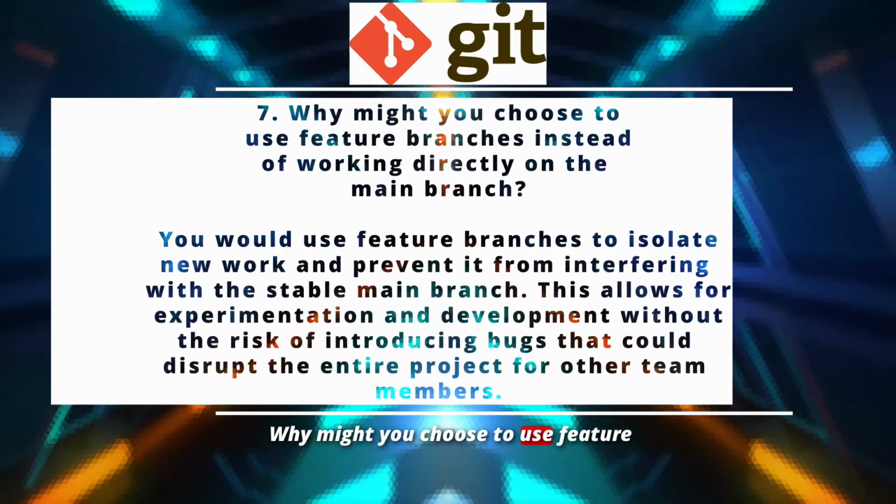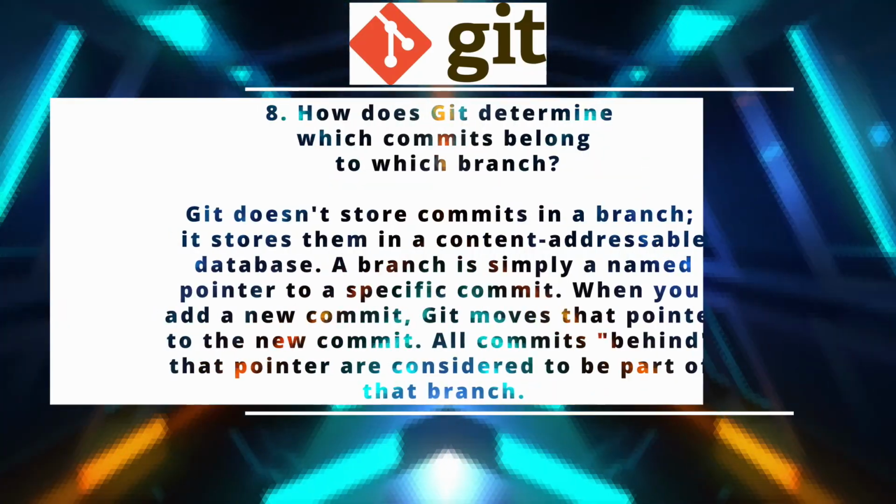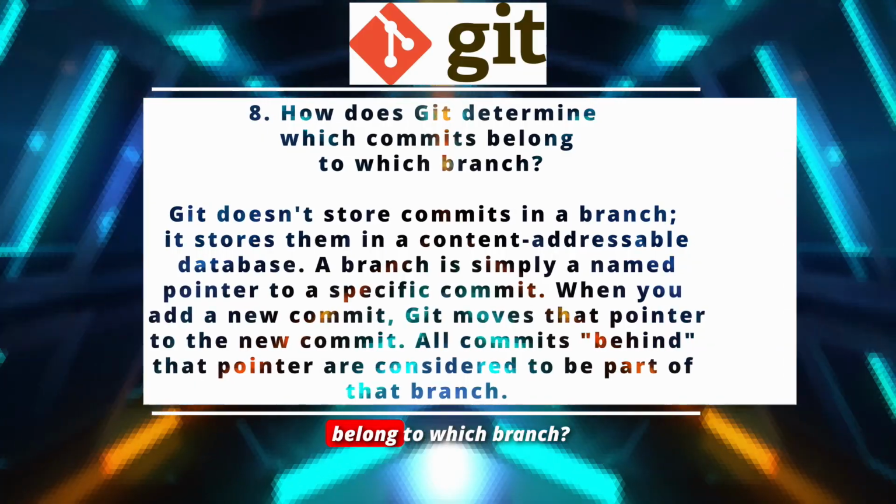Why might you choose to use feature branches instead of working directly on the main branch? How does Git determine which commits belong to which branch?